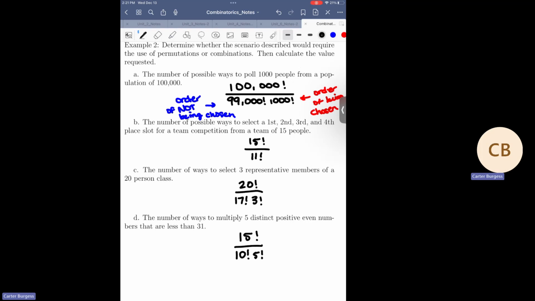All right, questions here with our permutations and combinations.